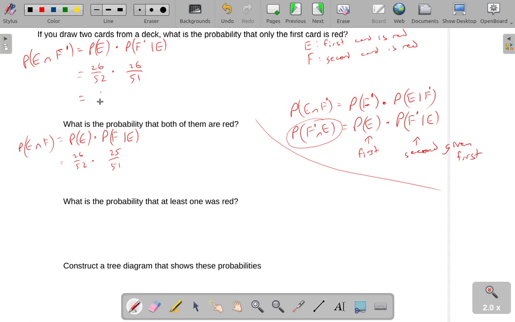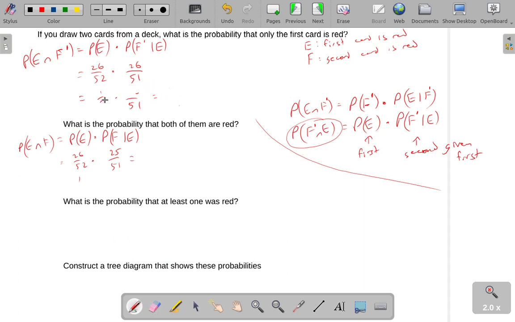Instead of 26 out of 52, I am going to think of it as 1/2. In this way, I can do some reducing here. The 2 in the denominator cancels with the 2 up here. We end up with 13 out of 51. Actually, I don't think I want to do that cancellation.